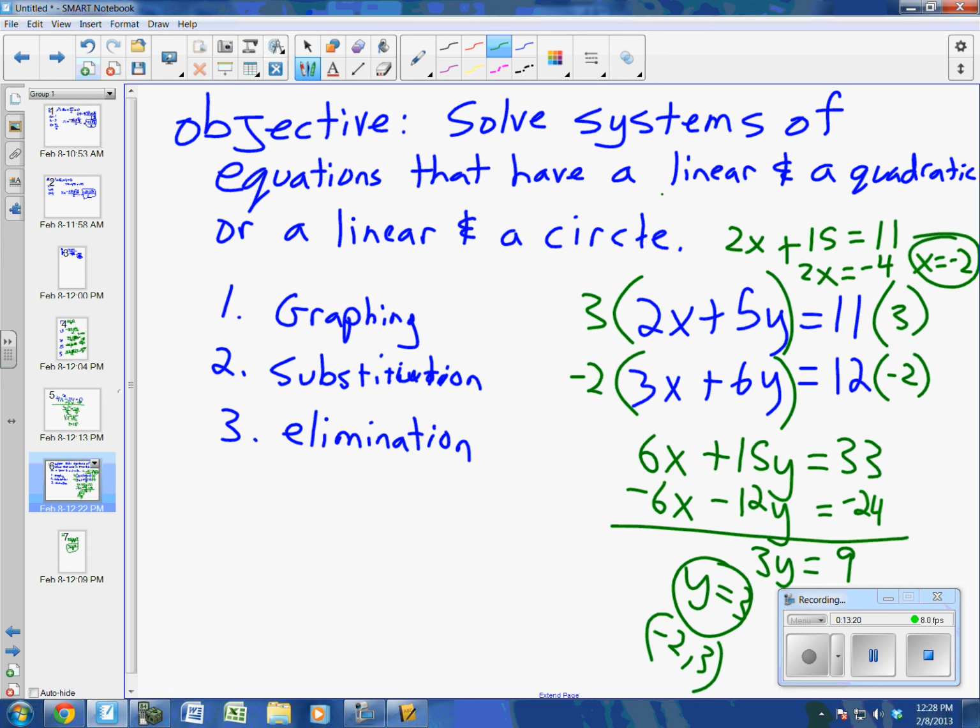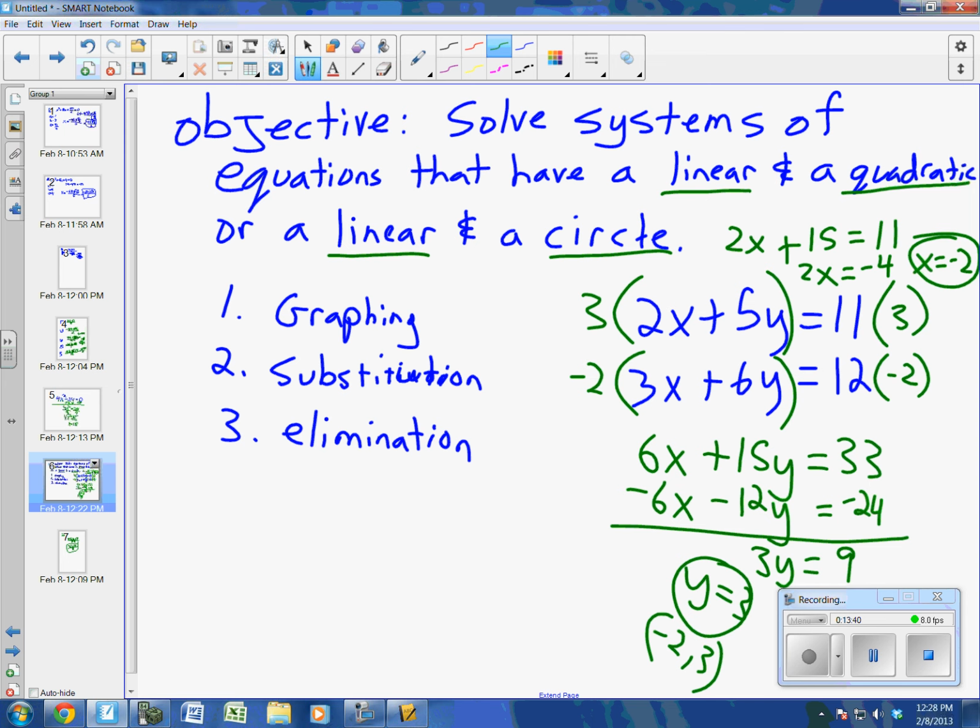Well, today, the difference is one of your equations is going to be linear, and the other one's going to be a quadratic. So instead of having two lines, what are you going to have? A parabola and a line. Or a line and a circle, right?